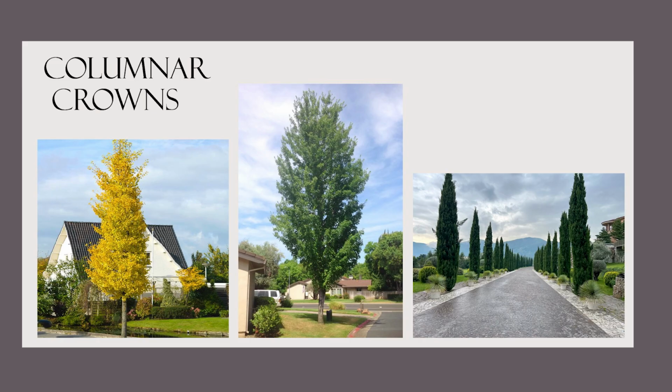And then next one is the columnar crown types. Again, Italian cypress on the far right, as you can see, lining that roadway. And then the one on the far left here in yellow, that's a ginkgo. And then I don't know what the one is in the middle. But again, you can just base it on the shape of the tree, and again, how you're going to illuminate those.